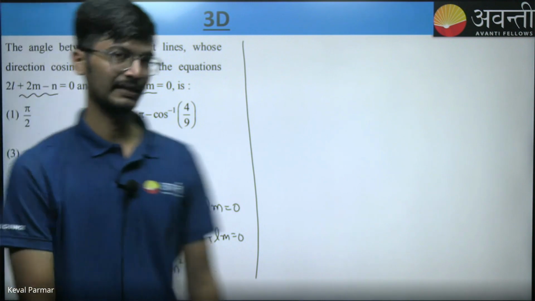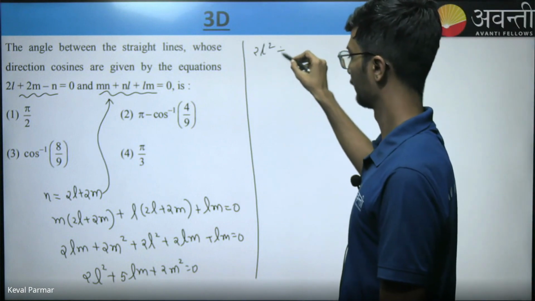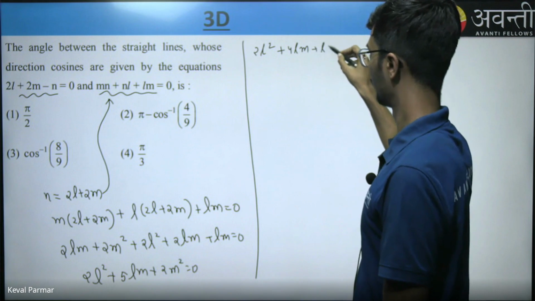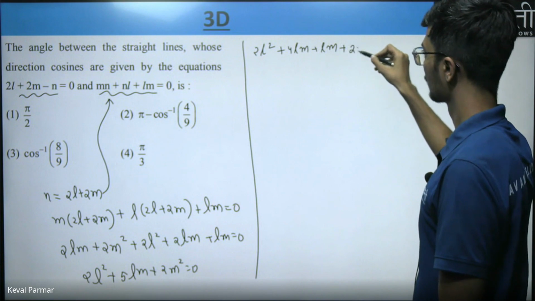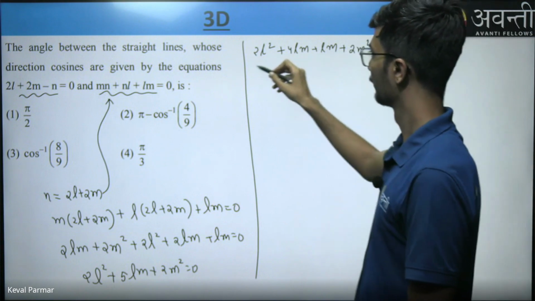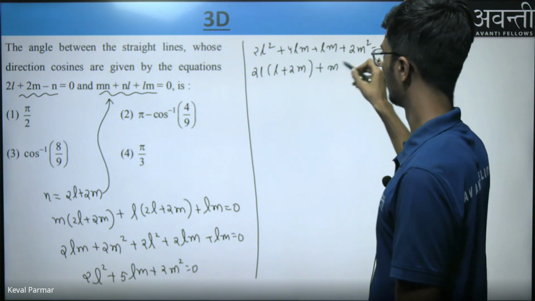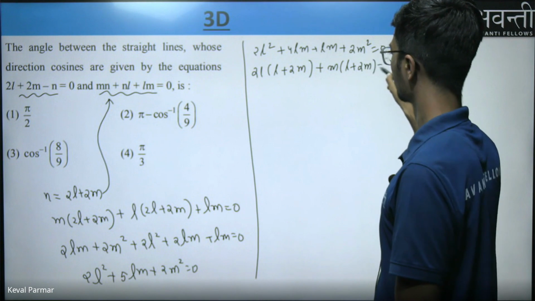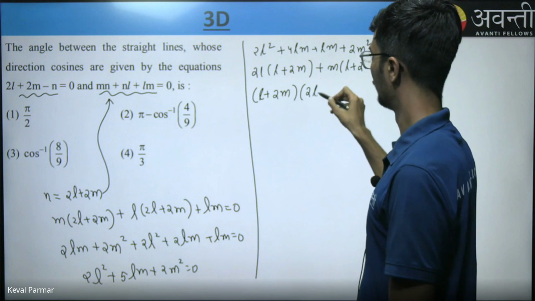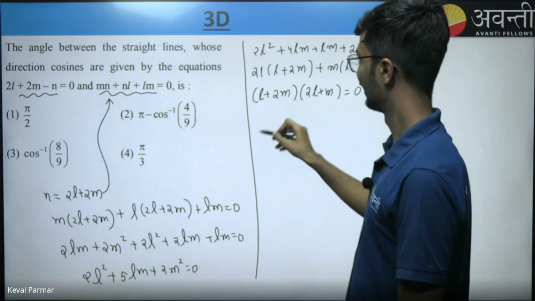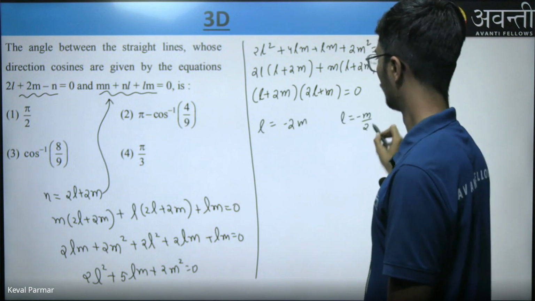We can easily factorize it. 4 ones are 4. So we'll get 2L square plus 4LM plus LM equals 0. We can take 2L common, L plus 2M, plus M common, L plus 2M. So we'll get L plus 2M into 2L plus M. So we'll get L equals minus 2M or L equals minus M by 2.